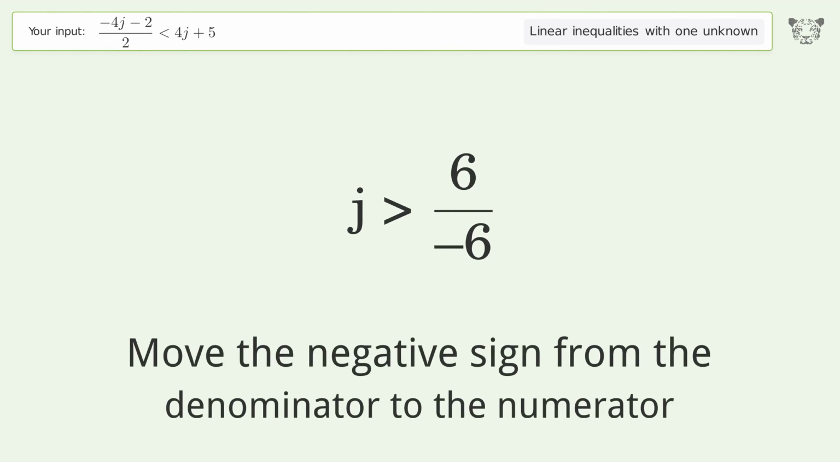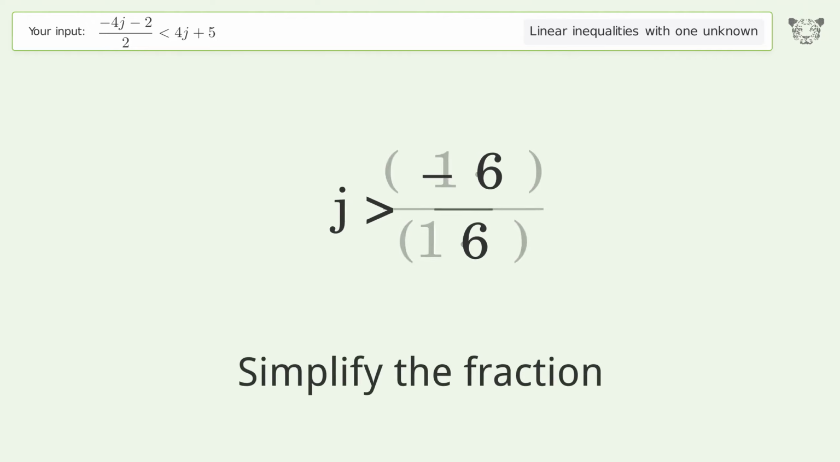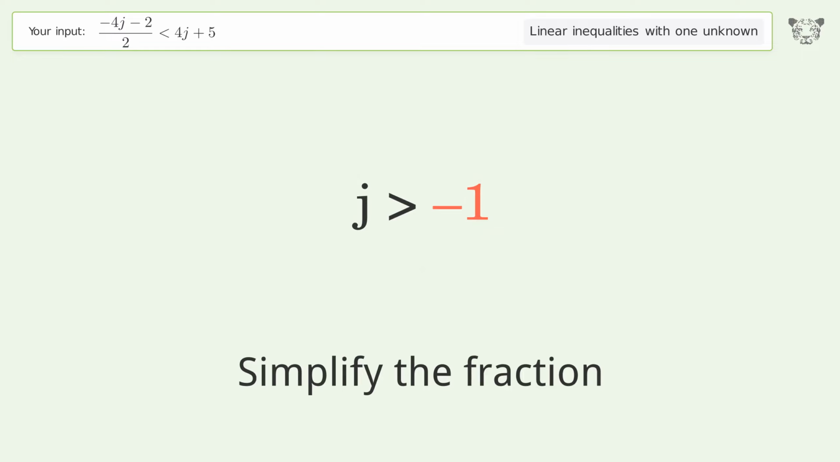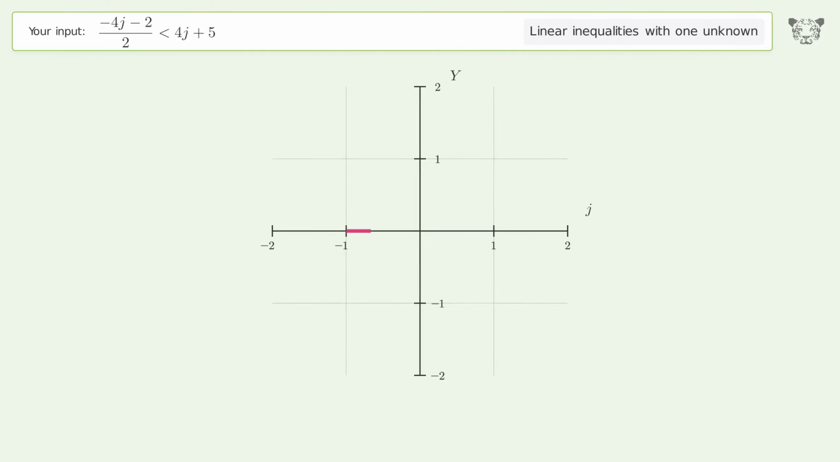Move the negative sign from the denominator to the numerator. Simplify the fraction. Plot the solution on a coordinate grid. And so the final result is j greater than -1.